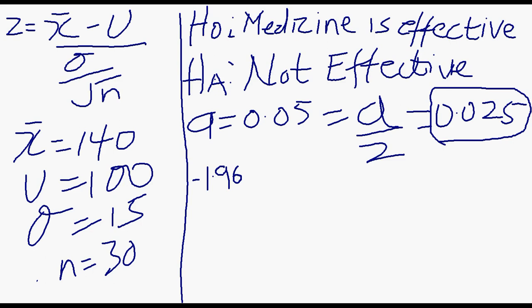Let me say, here is the z value now. Tell me whether you will reject it, or whether it is effective or not effective. I draw the diagram. Let us say effective.